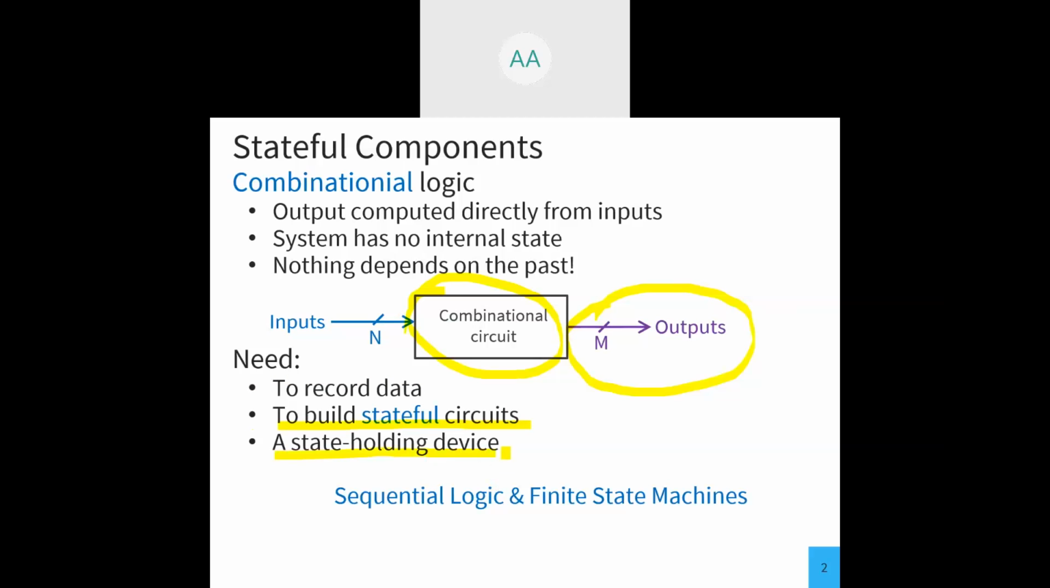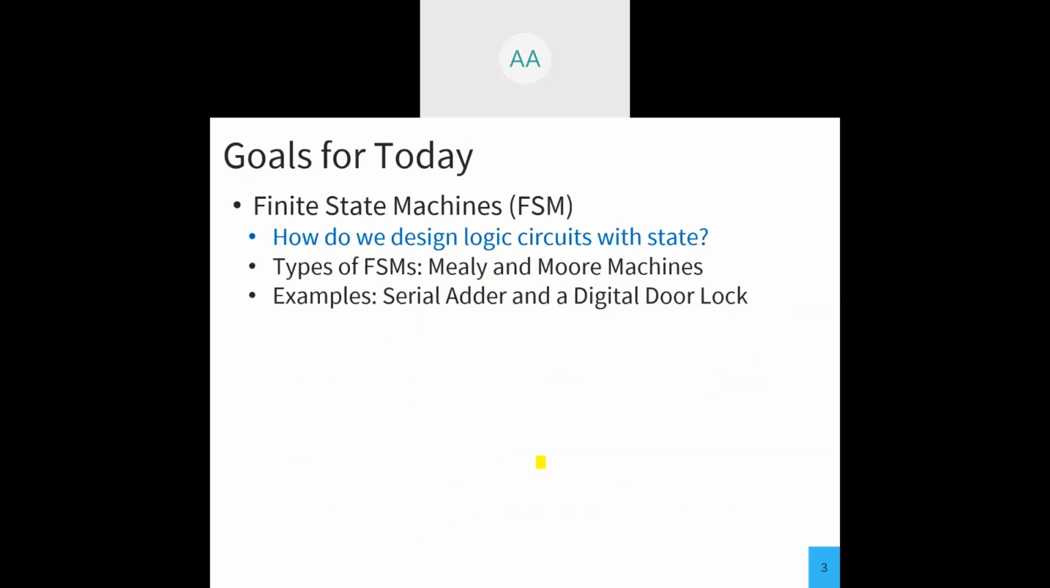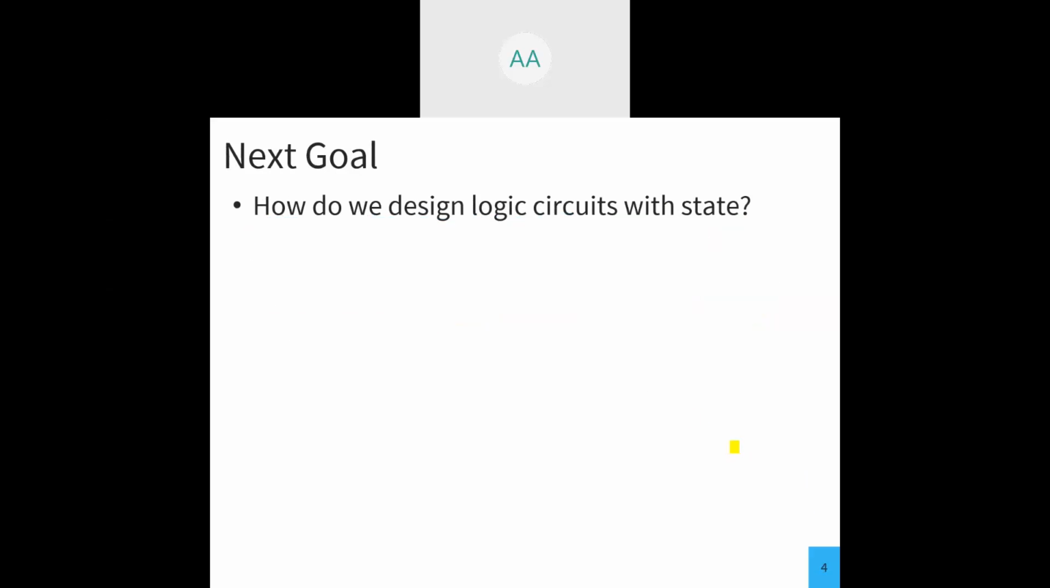Therefore we need to know about the sequential logic and finite state machine. Now the goal for today is to know about the finite state machine: how do we design a logic circuit with a state, then the types of finite state machines, and then examples, one for the Mealy machine, the other for the Moore machine. So let's start with those. First, how to design a logic circuit with a state.